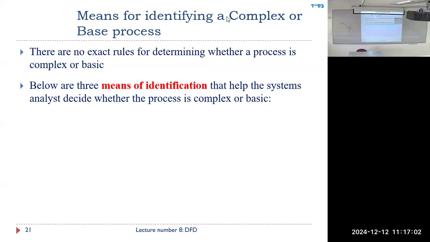Complex or basic process. There are no exact rules for determining whether a process is complex or basic. In other words, I could say paying tuition is simple, just pay the money. Or I could say, no, paying tuition is complicated. I have to know, does he have a grant? Does he have a discount? Is he paying by credit card or cash? And that affects it, maybe he pays more if he pays by credit card. It's complicated. Who's to say? You could write a DFD and say, no, that's a simple thing, and that's the level of detail I want to get to.